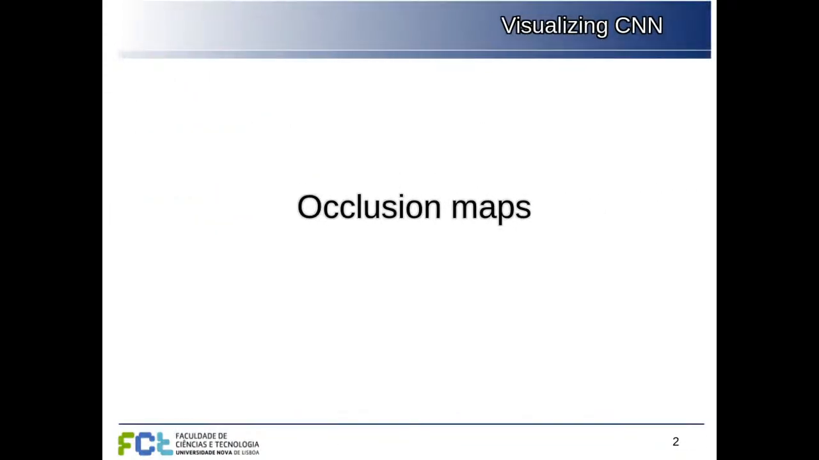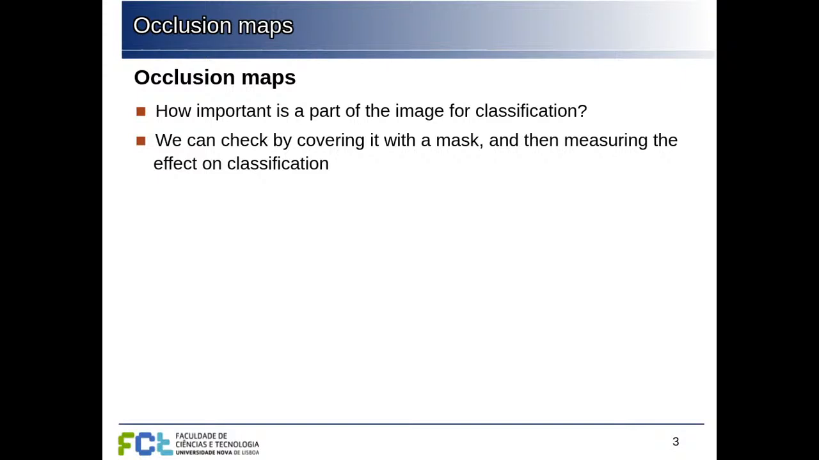So let's start with the occlusion maps. The idea here is we present an image for classification. The network gives us a result. It gives us, for example, the class the image belongs to. You did this in the assignment, but what did the network look at in order to make that decision? Which parts of the image are important for that decision? We can check this by covering a part of the image with a mask, say a gray square, and then looking at the effect this had on the classification given by the network.